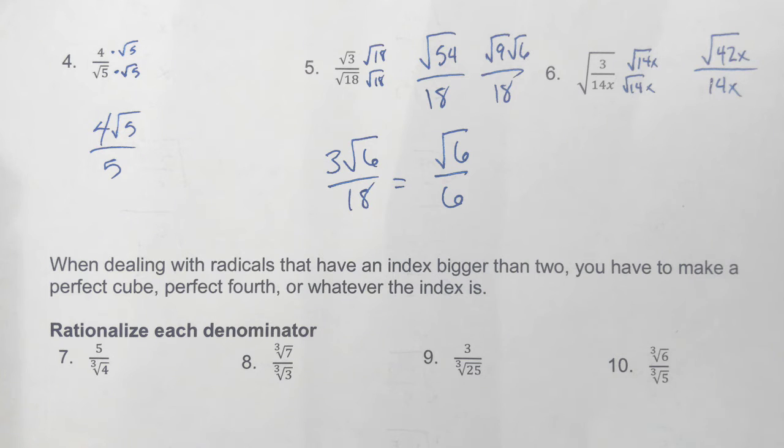Let's see, 4 doesn't. Does 9? No. Does 16? No. 25? That's as reduced as it gets. That one doesn't go any further.